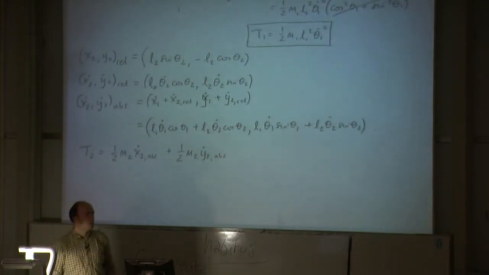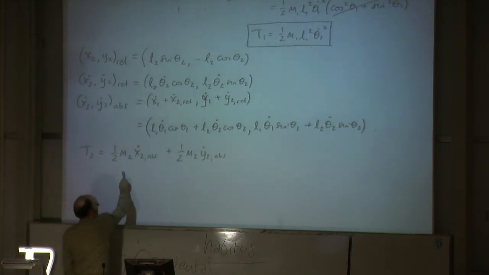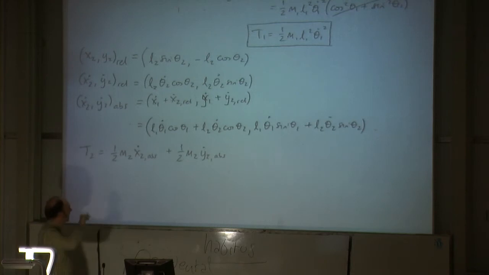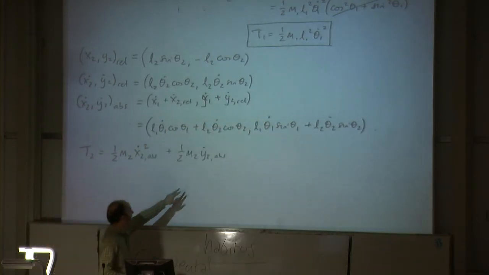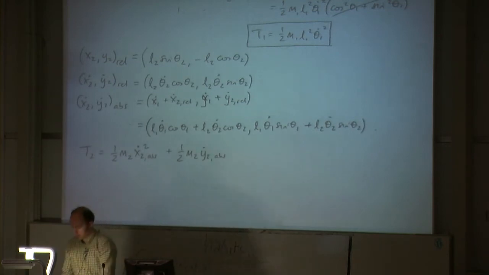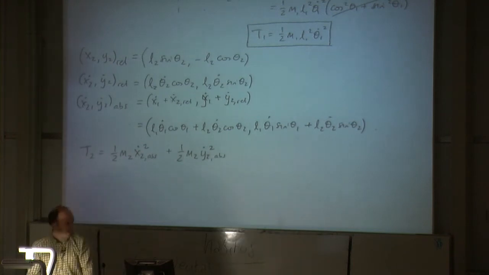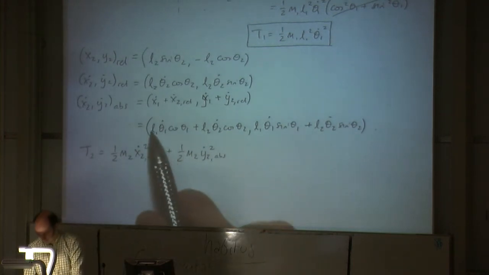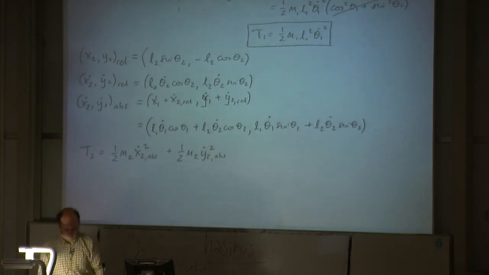Okay, so the kinetic energy for the second mass is going to be 1/2 m2, which is the weight of the second mass, times the absolute velocity squared. I missed the squared out, apologies. Plus 1/2 m2 times the absolute y velocity squared. And so we have to take these terms, this one here and square it, and this one here and square it, and stick them in for those two terms. That's what I'm going to do.